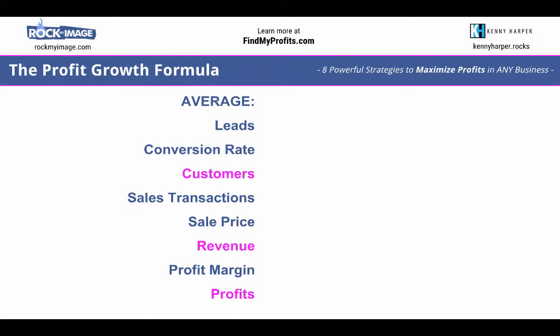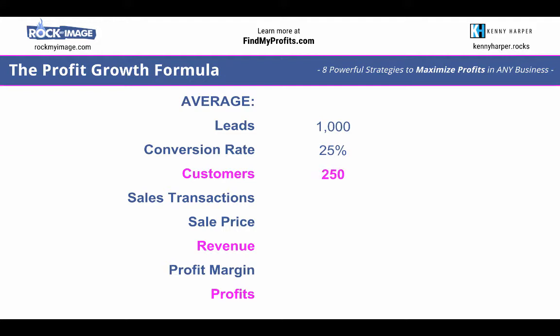All right, now let's plug in some numbers into the profit growth formula so you can see how to use this for yourself. Now, I'm going to be using some numbers that are just going to be an example, but these calculations will work with any business. Let's just say in this example that this fictitious company that we're working with generates 1,000 leads on an annual basis. And out of those leads, they convert 25% into a customer.